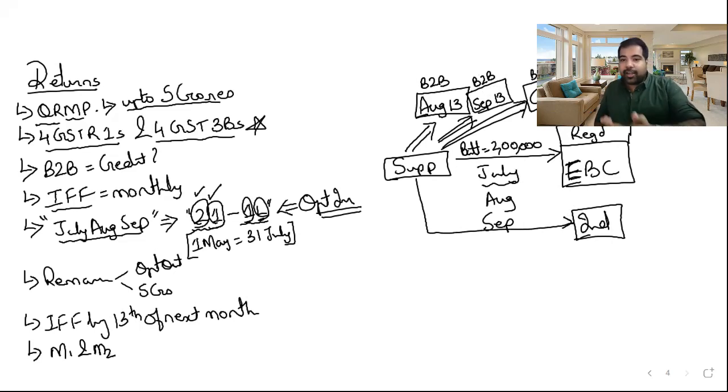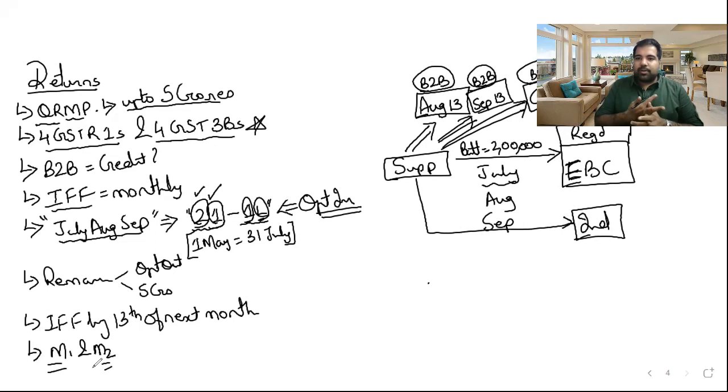So whoever is in a hurry to take ITC, put their details in your IFFs, and whoever is not in a hurry or whoever is never going to take, then those you can put here. I hope you're getting this, guys. So IFF is only for month 1 and month 2. Then what about month 3?